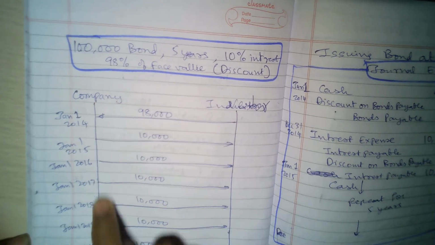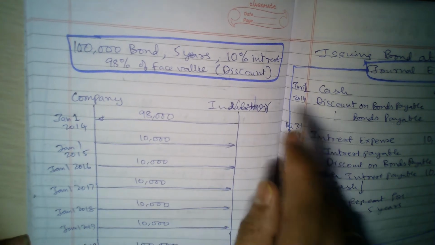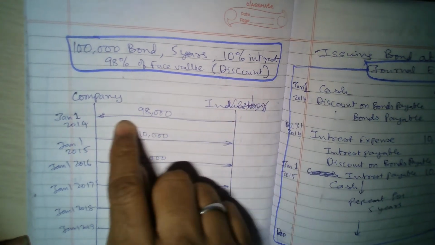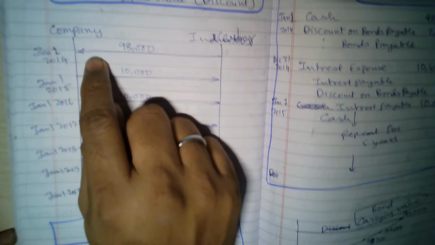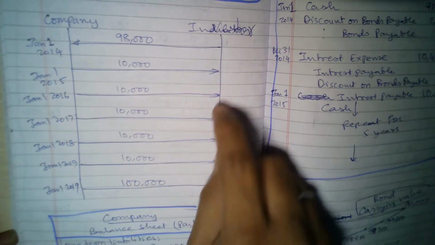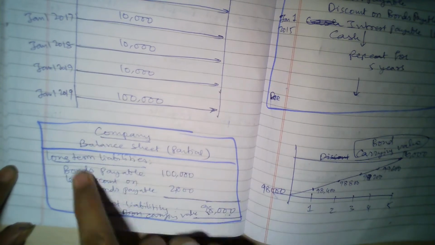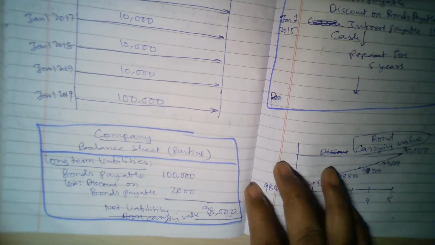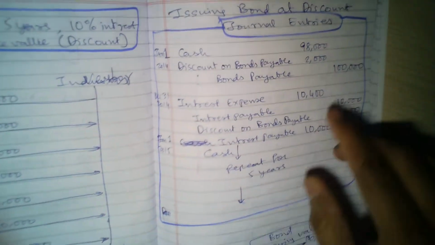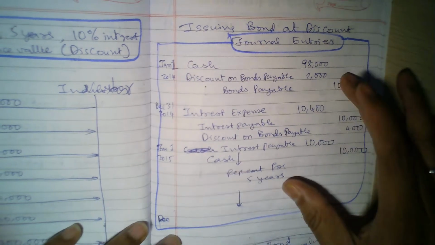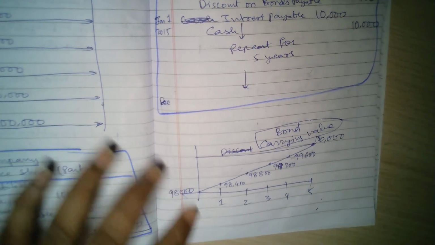Sometimes nobody is investing in the company. To attract the investor, they give a discount, and the investor pays a discounted amount and enjoys the benefit of more interest. This is how it is shown in the balance sheet, and this is how the journal entries are made. This is very important, and this is how the amortization is done.